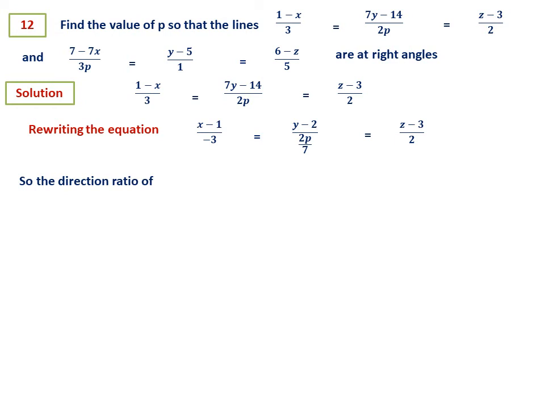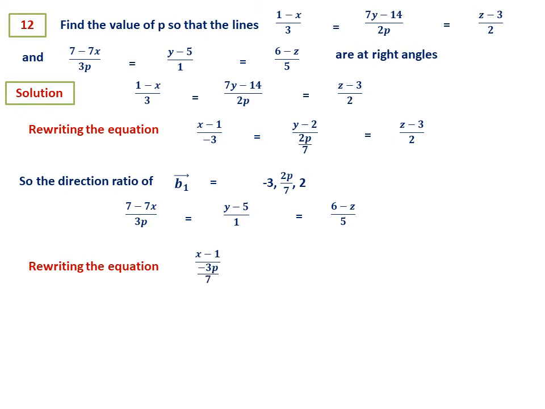Similarly, consider the second one. First of course you can write b1 now. So the direction ratio of b1 will be minus 3, 2p by 7 and 2. Now consider the second equation. So (7 minus 7x) by 3p equal to (y minus 5) by 1 equal to (6 minus z) by 5.